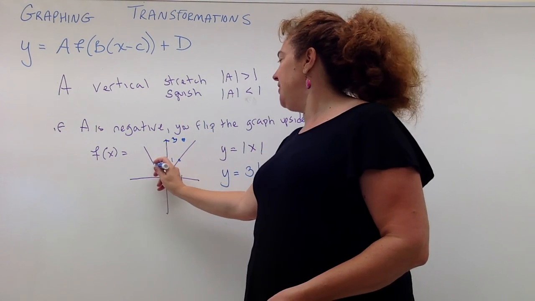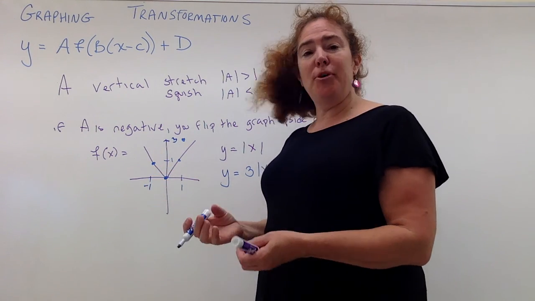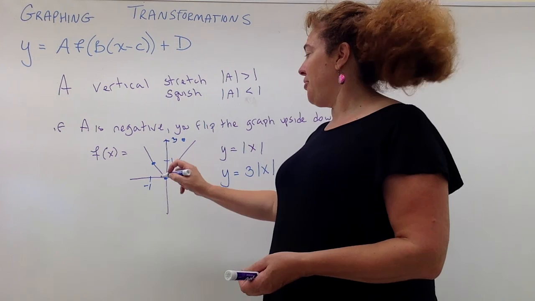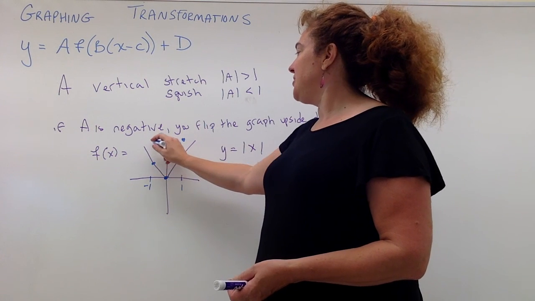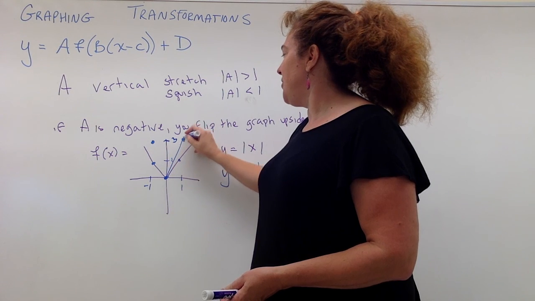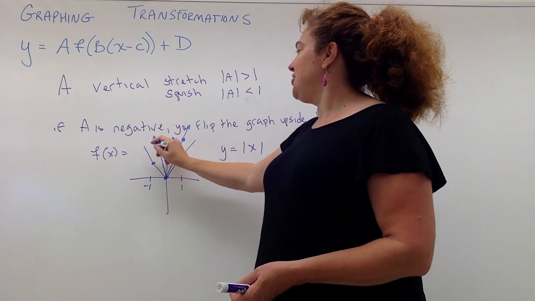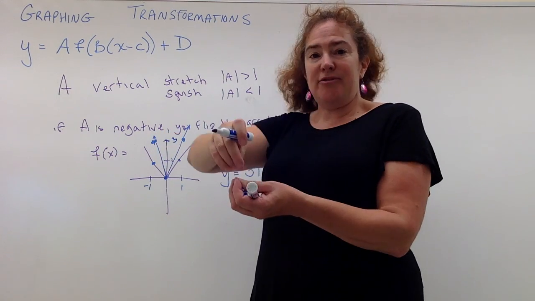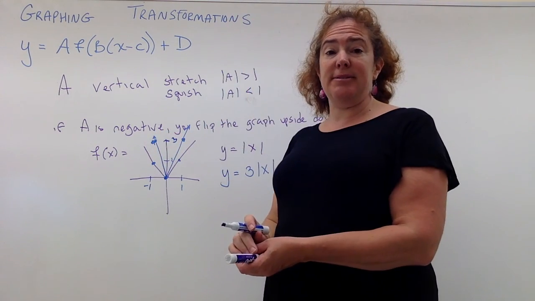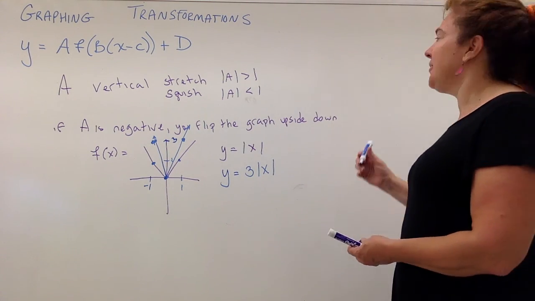The same thing over here. Instead of having negative 1, 1, I'm multiplying that y value by 3. 3 times 1 is 3. And I have a steeper V. So you can imagine that whole graph just got pulled up like this. So that's A. What about B?